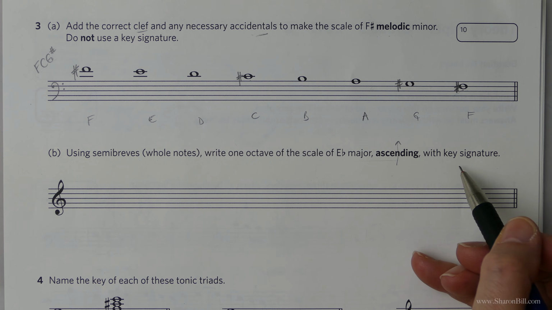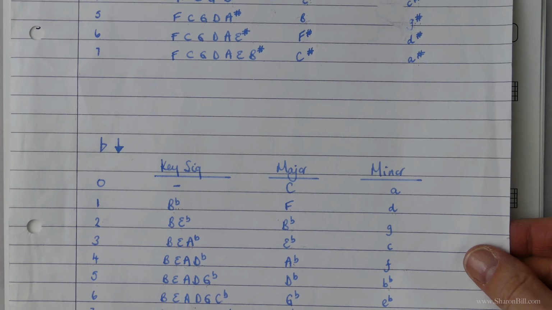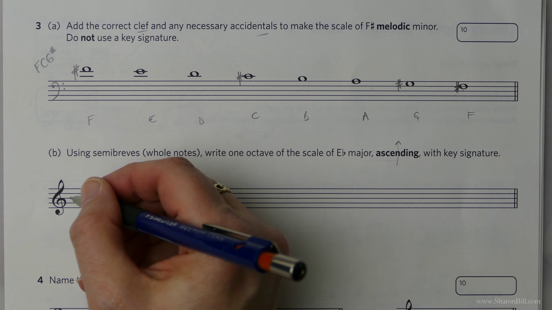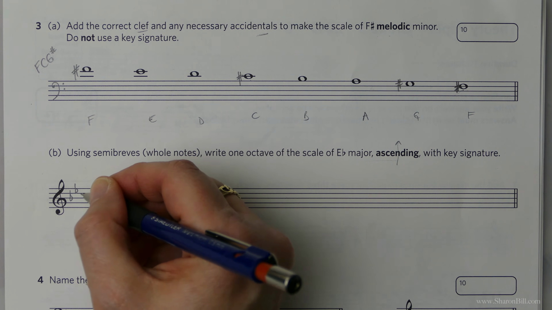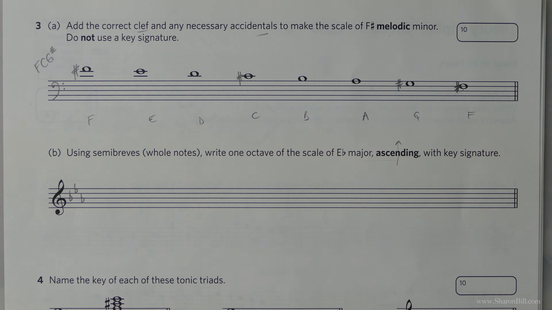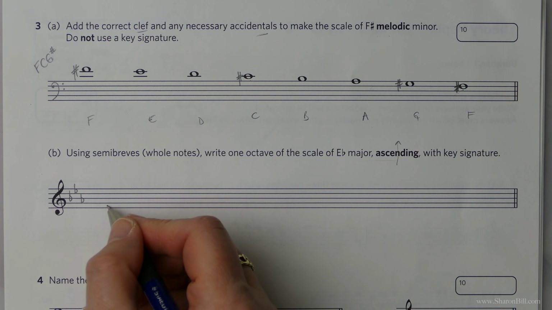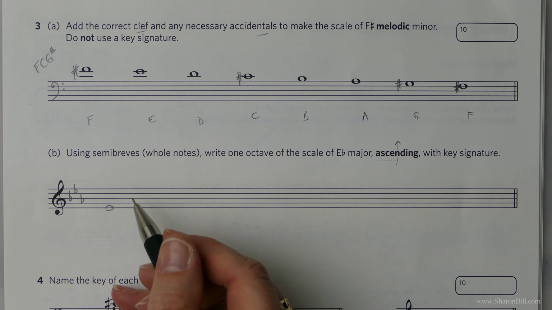So I'm going to do the key signature first, and again, because I've got my circle of fifths written out, I know that E flat major has a key signature of B flats, E flats, and A flats. So it's just a matter of remembering that or writing it down, positioning it correctly for the correct clef, and then we're ascending, so I'm starting on the low E, every good boy.